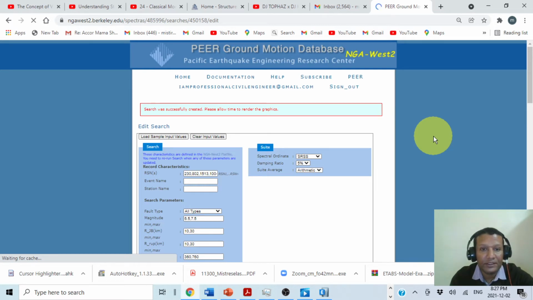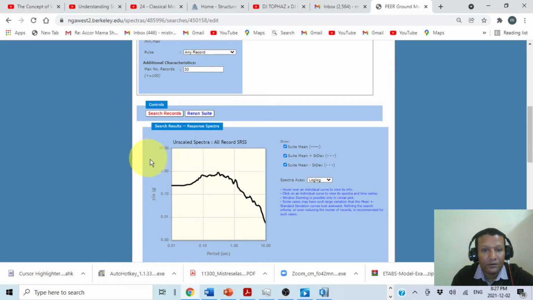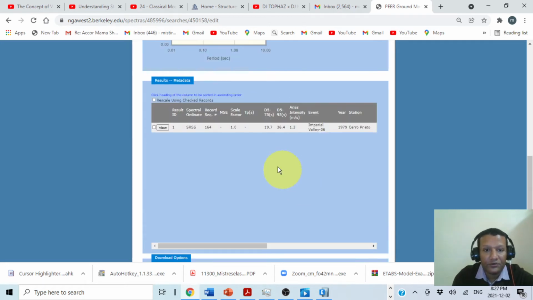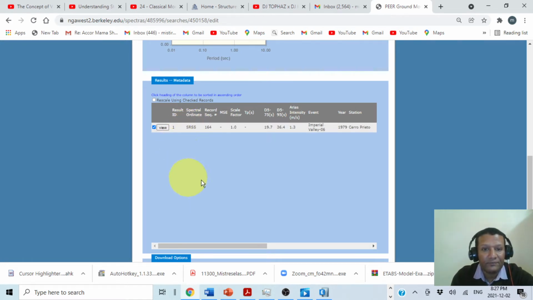Search was successful. Please allow me to generate the graphs. As you can see, as per our criteria, this is the pseudo spectral acceleration, this is the period, and if you go down here, as per our criteria, we have this one. So the result shows 1 spectral ordinate, SRSS, and we have 3 kinds of record, station 164. The scale factor is 1.